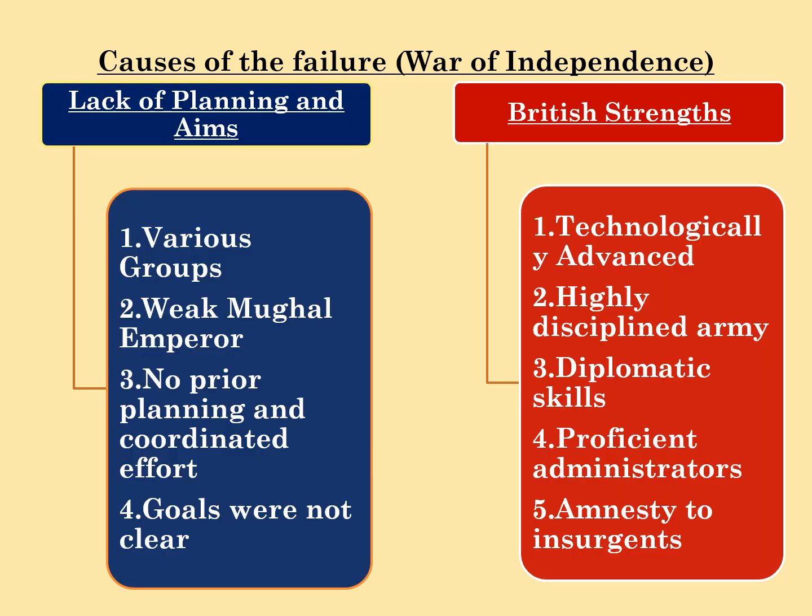Now, if we talk about the lack of planning and aims, various groups throughout India resisted British rule for different reasons. For example, the Rani of Jhansi and Nana Sahib opposed the Doctrine of Lapse. Bahadur Shah Zafar, the last Mughal emperor, was more inclined towards poetry than the management of warfare, lacking leadership and governance qualities. So the goals were not clear and they were different.